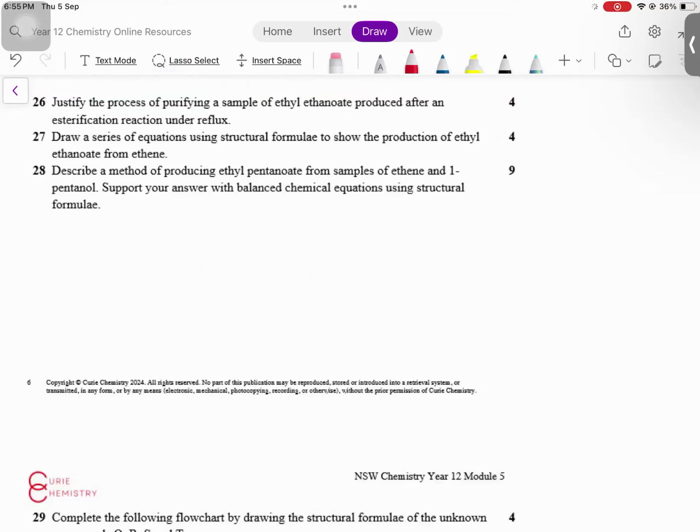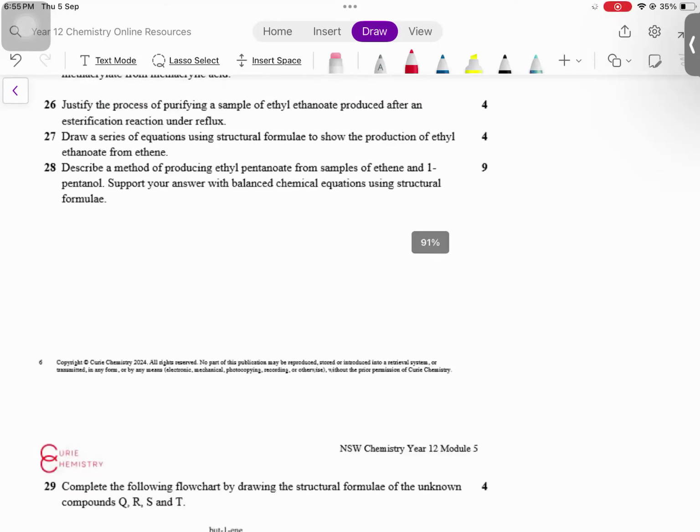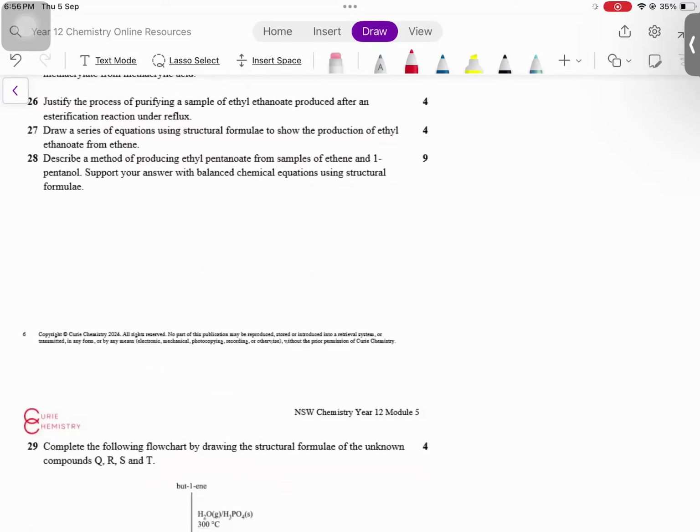It's a 9-mark question, so we want to add as much detail as we can. When it says describe a method, you want to go as far as talking about what reagents you need, including the equations, talking about the color change for the oxidation and things like that. It's relatively easier to structure this one because it's a method question and not a long response question. You just do 1, 2, 3, 4, 5, and you don't have to worry about paragraphing.